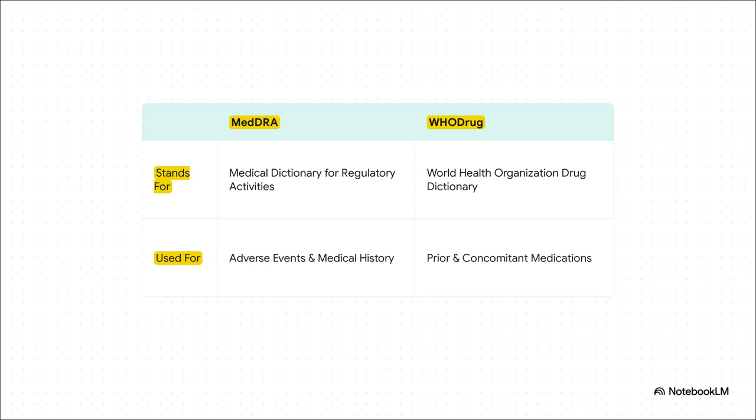It tells us exactly which dictionaries to use. So for things like side effects or a patient's medical history, we use MedDRA. For any medications they're taking, we use WHO Drug. Now this might sound like a tiny detail, but it's incredibly important. This is what allows regulators to look at data from hundreds of different trials and see the big picture, to spot safety trends they'd otherwise miss.